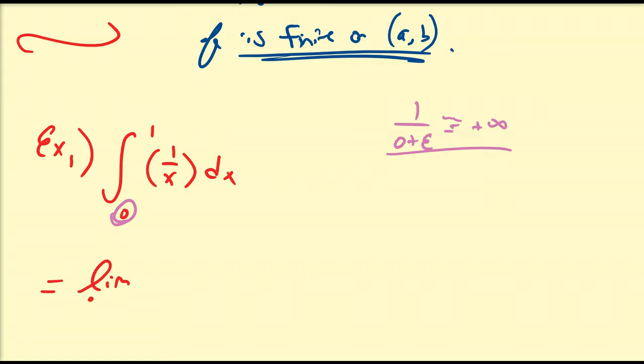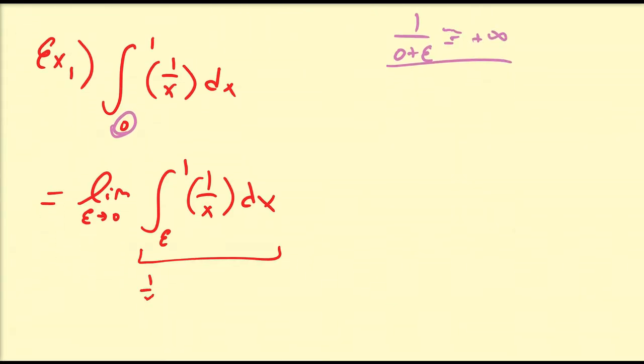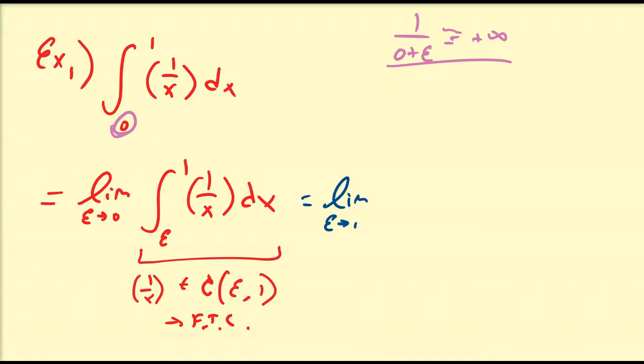So this is going to be equal to the limit as epsilon goes to 0 of the integral from epsilon to 1 of 1 divided by x dx. Now, since epsilon lies in the region of continuity for 1 over x, we can apply the fundamental theorem of calculus, right? So 1 over x is continuous on the interval epsilon to 1, where epsilon is a positive number. So that means we can use the fundamental theorem of calculus. Great. So this is going to be equal to the limit as epsilon goes to 0.